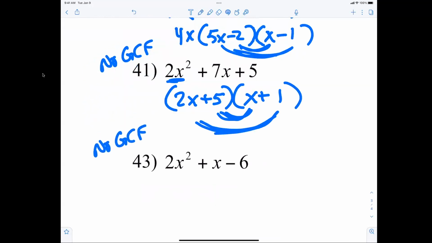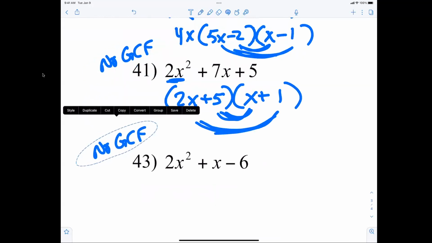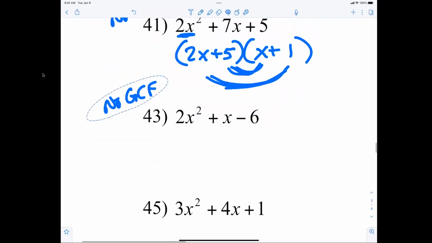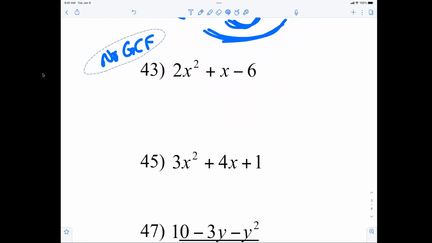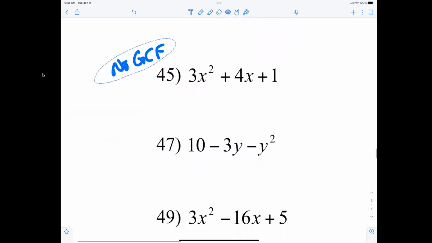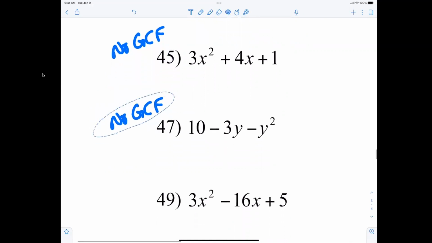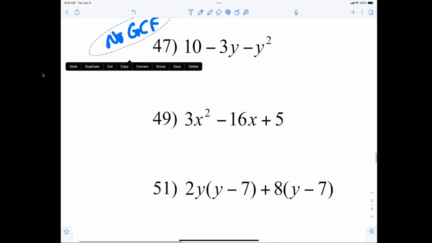What about number 43? All right, is there a GCF on 43? No. Is there a GCF on 45? Why is there all of them no GCF? Is there a GCF on the next one? No. Is there a GCF on the next one? No. No, there is not.